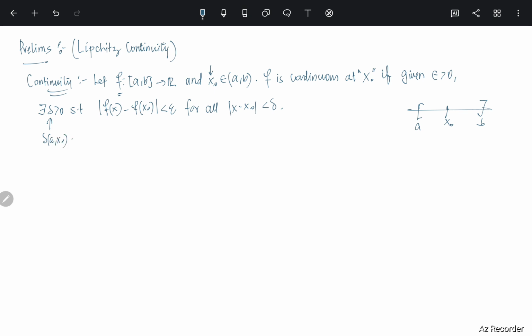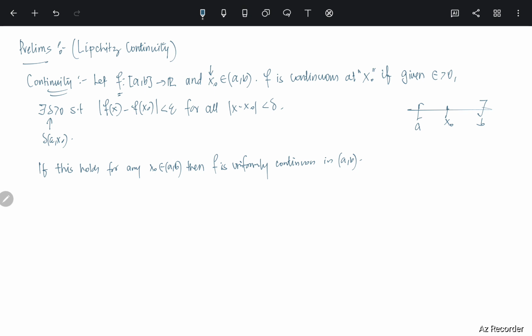And also we know that if this delta is independent of x naught, so if this holds for any x naught in [a, b], then f is uniformly continuous in [a, b]. So basically it does not depend on x naught. This is what we know from our real analysis.